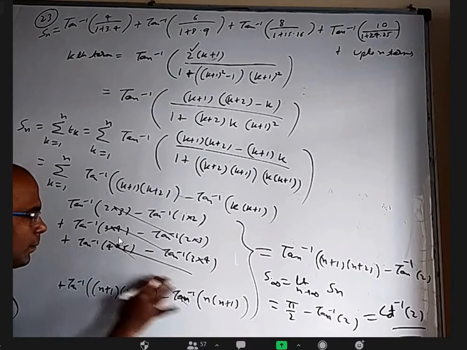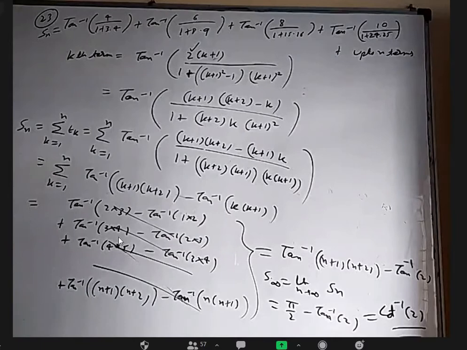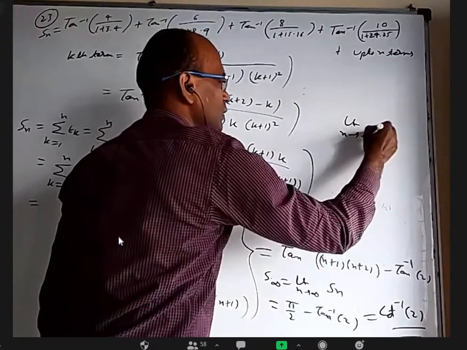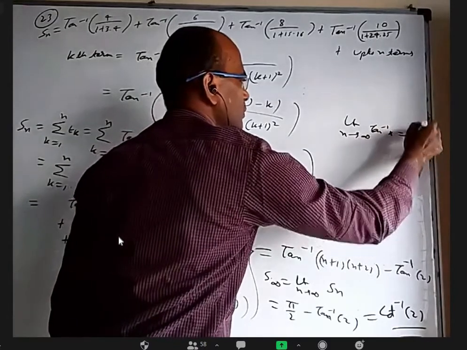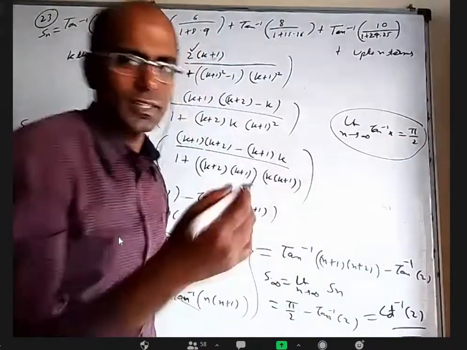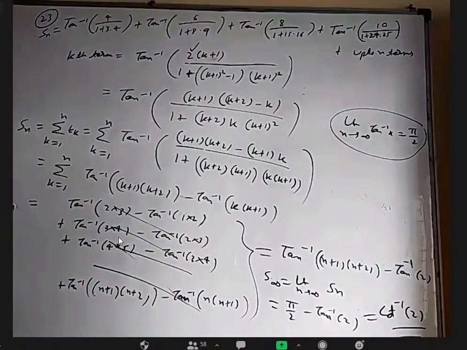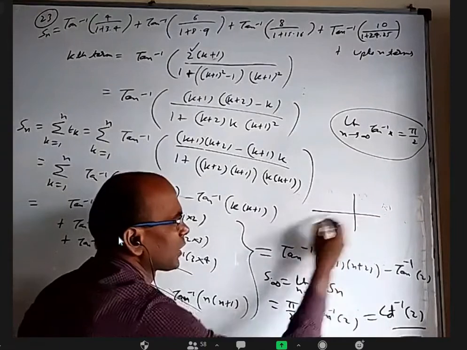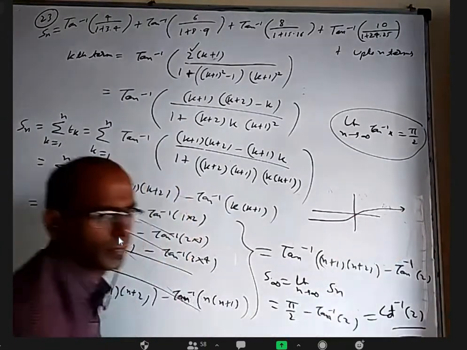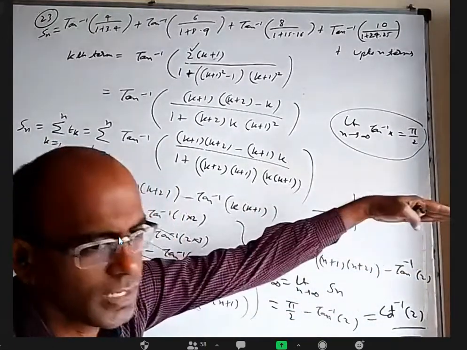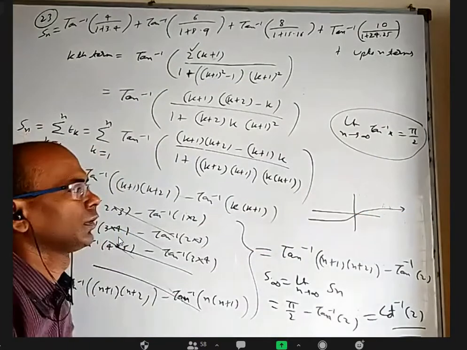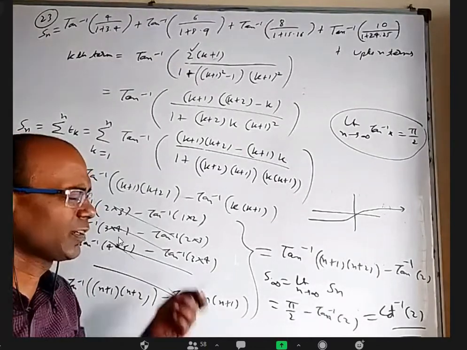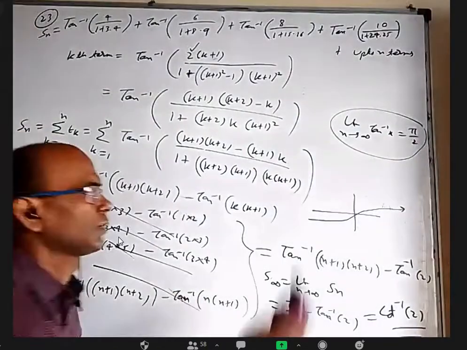Sir, how is it becoming pi by 2? For the simple reason that limit x tends to infinity, tan inverse x is equal to pi by 2. When x is tending to infinity, tan inverse x will tend to pi by 2. Is that okay? Yes, sir. Even the graph of tan inverse x is like this. When x is becoming infinity, tan inverse x is touching that pi by 2 line. Or normally we know when x is tending to 90 degrees, tan will tend to infinity.